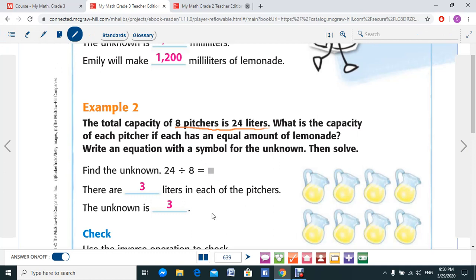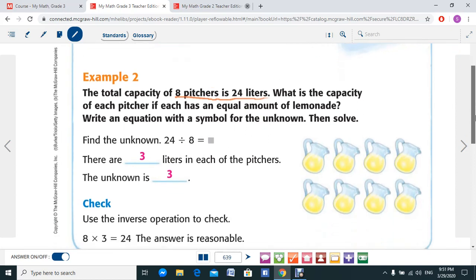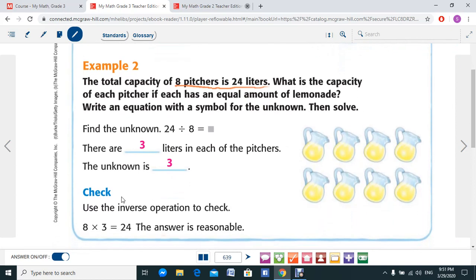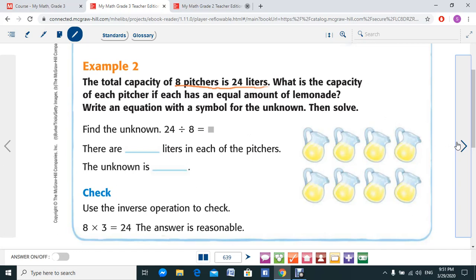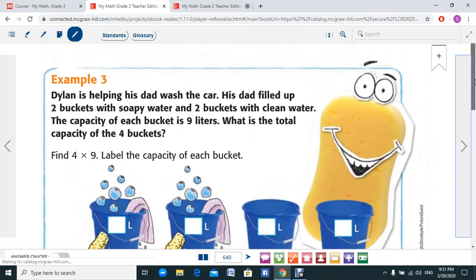How can we check our answer? We can multiply 3 by 8 and the answer should be 24. So 8 multiplied by 3 is 24, which means that our answer is correct. Let's see the next page.